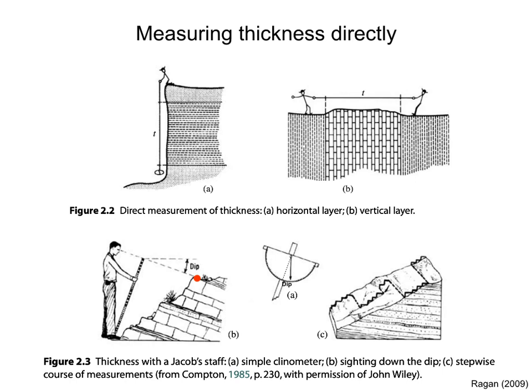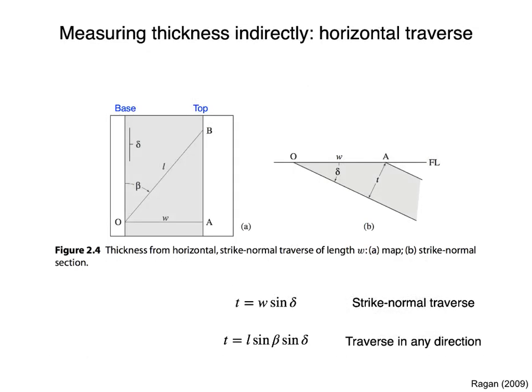We can do this repeatedly to determine the thickness of a thicker sequence of beds as illustrated in figure C. The black line in that figure shows the path and the number of stick measurements taken to determine the thickness of the beds. We can also determine the thickness of a layer indirectly, using trigonometry. Here is the simplest case: measuring the thickness of a layer on a horizontal traverse.